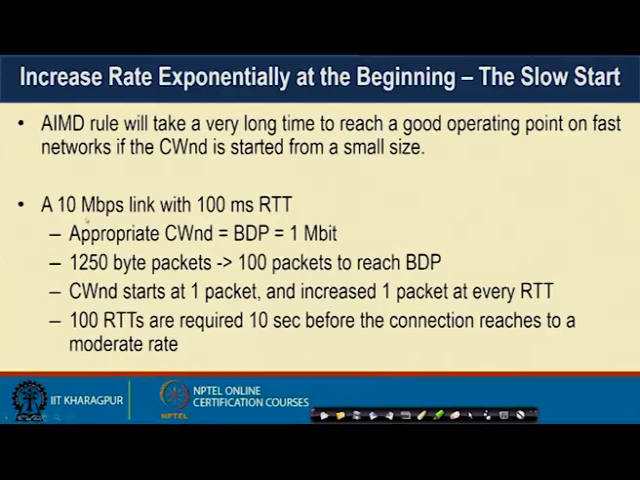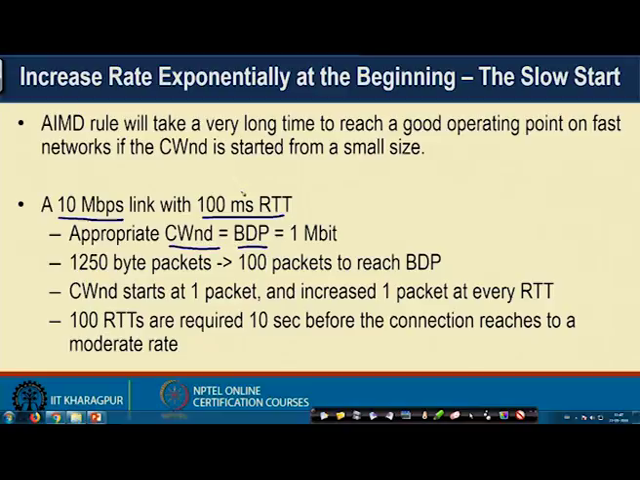Now, if you apply this additive increase of the congestion window over the network, this AIMD rule will take a very long time to reach a good operating point on fast networks, because the congestion window starts from a small size. So, let us see an example. Assume that you have a 10 Mbps link with 100 millisecond round trip time, and in that case your appropriate congestion window size should be equal to the BDP, the bandwidth delay product that we have seen earlier.